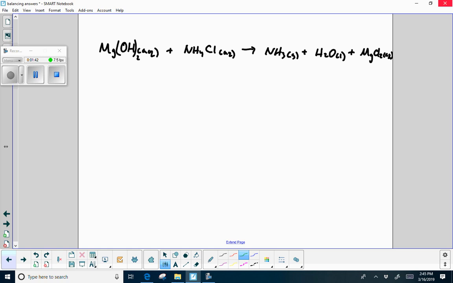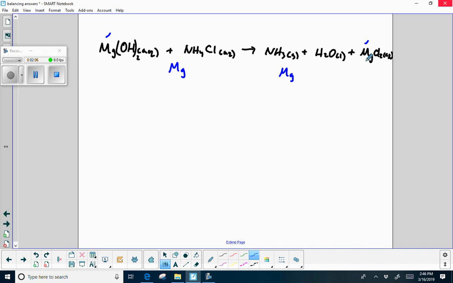All right, let's look at another one here. So this is another one that we have. Magnesium hydroxide combined with ammonium chloride, producing ammonia gas, water, and magnesium chloride. Oh, it looks like a lot. So let's start by keeping track of all the different elements we have here. We've got magnesium on both sides. Okay, so we've got magnesium. Just going to check it off.